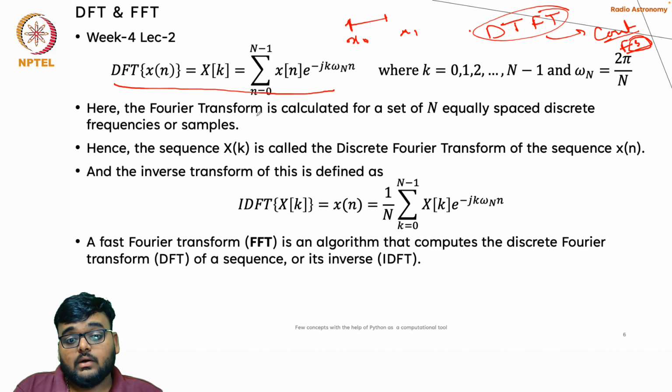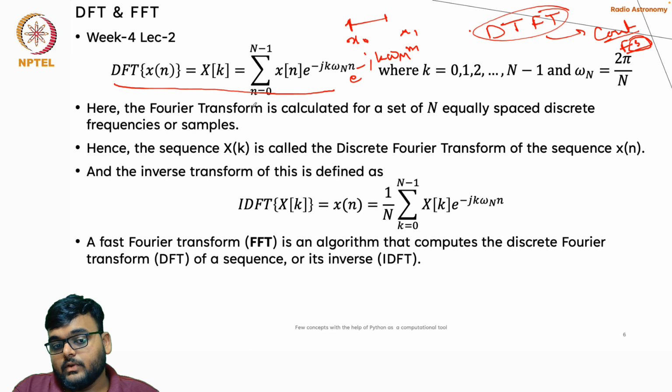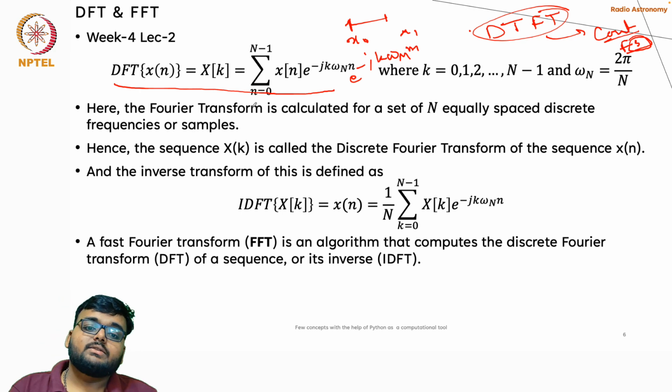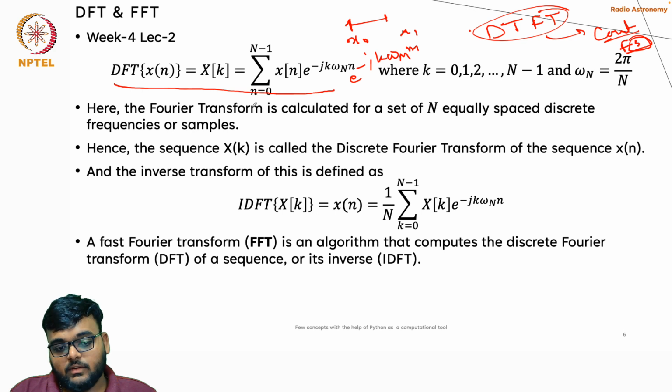Now similar to this, 2D will have one more term over here, e to the power minus j k omega, and instead of n that will be m, small m, and here will be double sigma. So this way 2-dimensional DFT will be there.